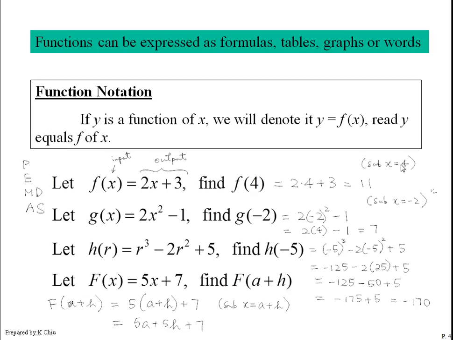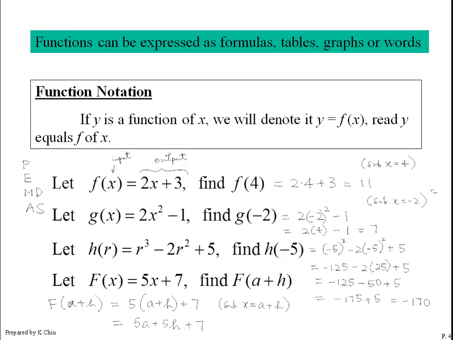We have the function notation y is equal to f of x. Whenever you see that, never read f parenthesis x or fx or f times x. That is a special notation for function. We read that f of x. The input is x, and the output would be f of x.